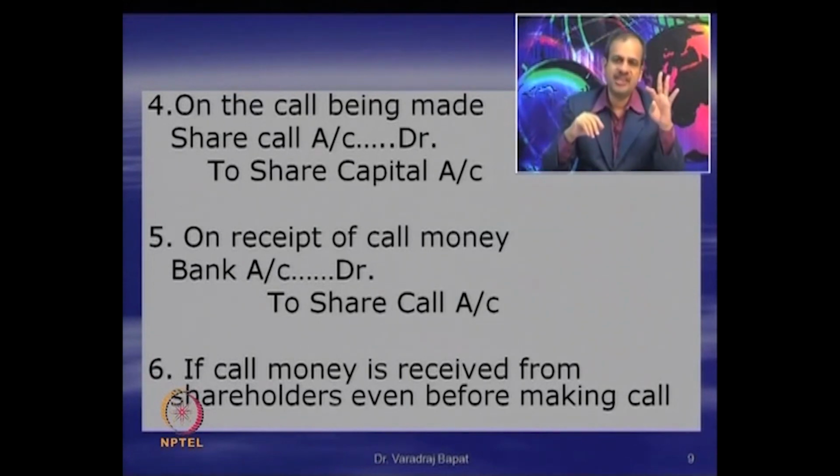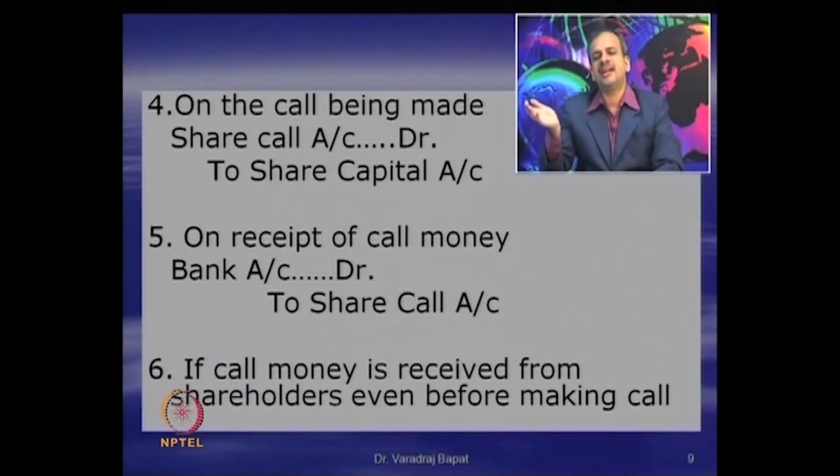It has happened in 3 steps. Initially, share application money was debited, share allotment money was debited and that whole money was credited into share capital. Now, share call account is debited and the money is credited into share capital. The next entry, that is entry number 6, will happen when shareholders will actually pay that money, call money. So bank account is debited as money comes in and it is credited to share call account.